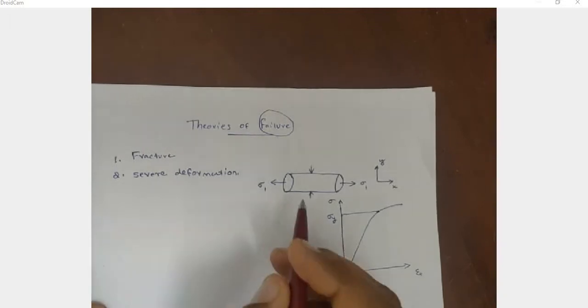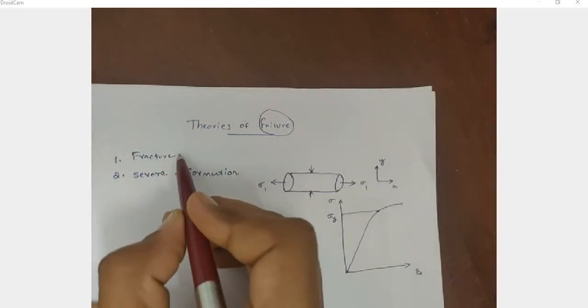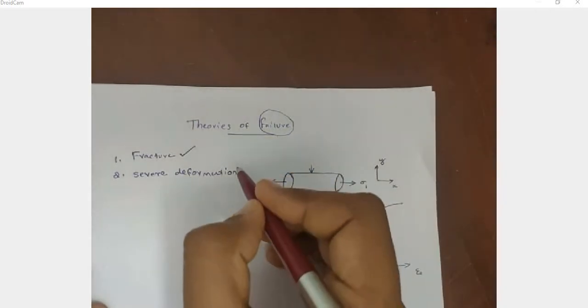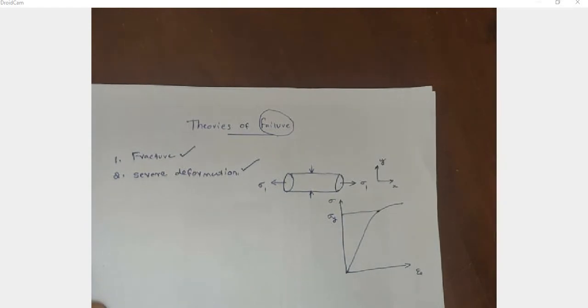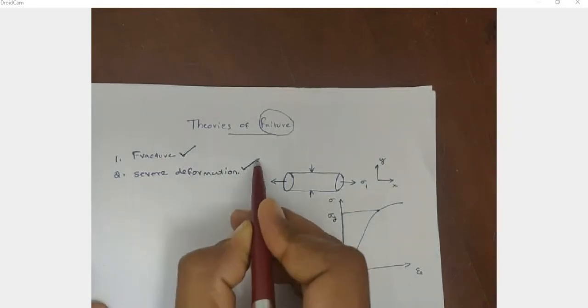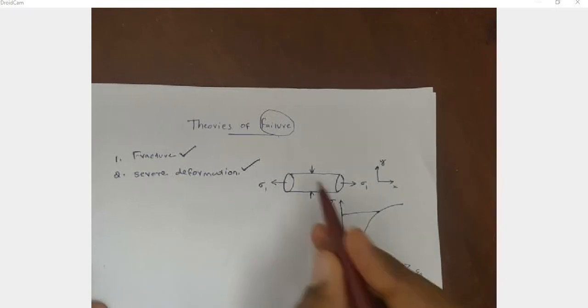When we design a member for a particular application, that member should resist against fracture, and in the same way the material or the member should resist against severe deformation. Minute deformation is allowable, but it should resist severe deformation. So we have to design a member based on the fracture criteria as well as the severe deformation criteria. For that, in this member, first draw the stress strain diagram for that material.